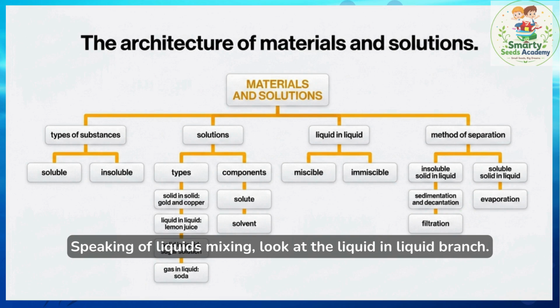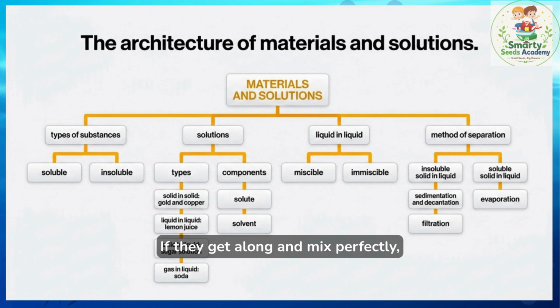Speaking of liquids mixing, look at the liquid in liquid branch. If they get along and mix perfectly, like milk and water, they are miscible. But if they stay apart and form layers, like oil and water, they are immiscible.